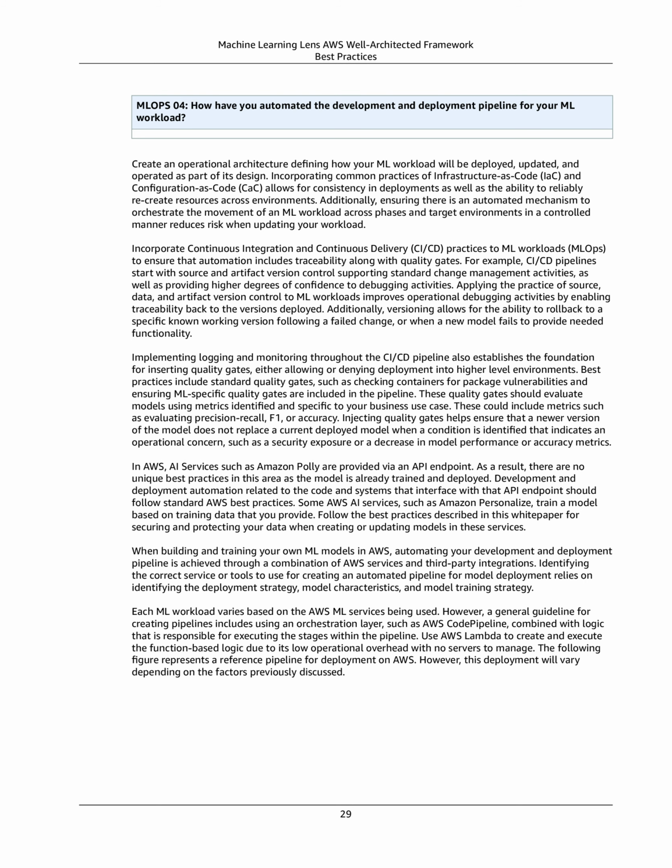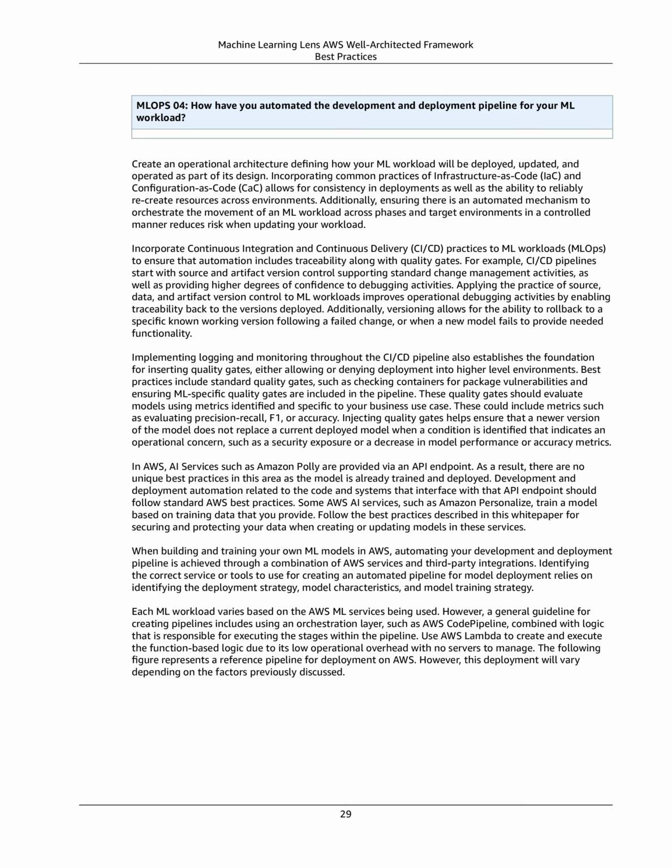Implementing logging and monitoring throughout the CI/CD pipeline also establishes the foundation for inserting quality gates, either allowing or denying deployment into higher level environments. Best practices include standard quality gates, such as checking containers for package vulnerabilities and ensuring ML-specific quality gates are included in the pipeline. These quality gates should evaluate models using metrics identified and specific to your business use case. These could include metrics such as evaluating precision, recall, F1, or accuracy. Injecting quality gates helps ensure that a newer version of the model does not replace a current deployed model when a condition is identified that indicates an operational concern, such as a security exposure or a decrease in model performance or accuracy metrics.